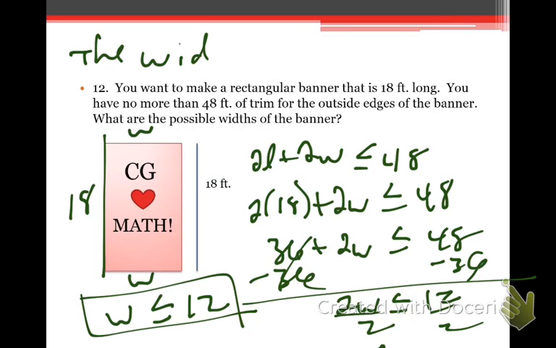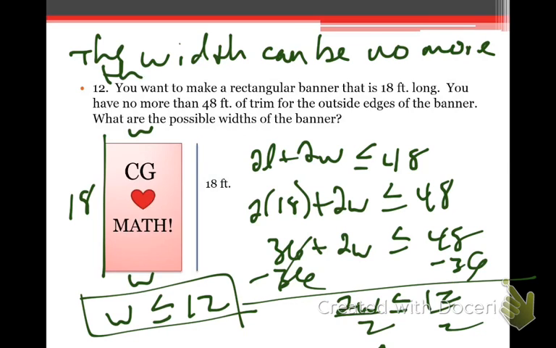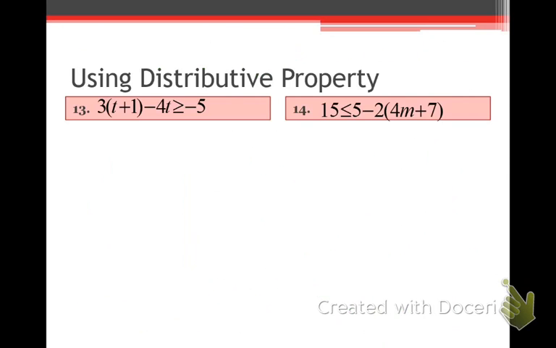To answer that question, we're going to write out a sentence. The width can be no more than 12 feet. Okay, you want to make sure that we're writing out a nice complete sentence. All right? So kind of the same as the last one. I'll show you one here, and then I'll turn you loose.